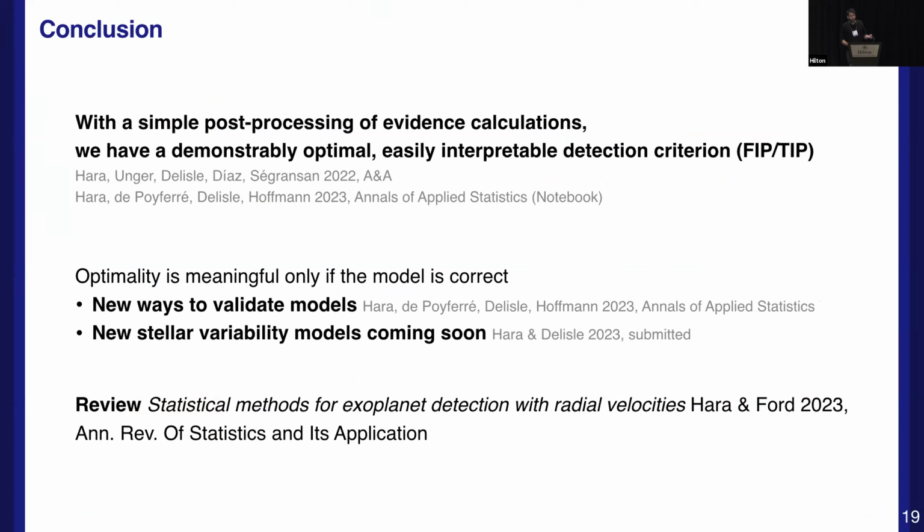Also, optimality, in that case, is meaningful only if the model is correct. And I guess it would be very nice, as Sarah was making the point, to explore the cross-validation option and to try to validate the model in an absolute sense. And also we have some new stellar variability model. And again, if you want to take a look at the review and say, well, actually you forgot our paper or this paper, which is really interesting, please feel free to reach out to us. Thank you.